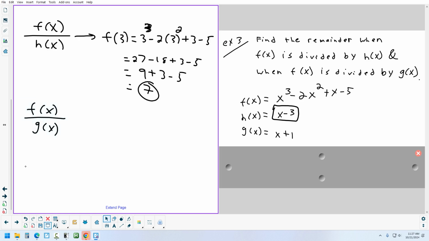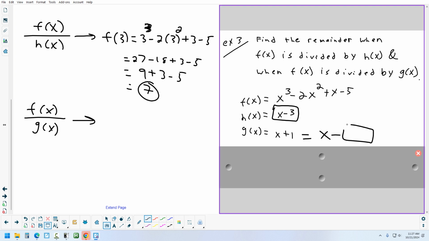Now the problem this time is g of x is not set up the right way, but it could be. How could I rewrite g of x? So it's x minus a number, and it's the number that's in this box that's going to be important. Yep. X minus -1. Exactly. So now, what's the number that I'm going to use this time? -1. And what formula do I plug it into? F of x.